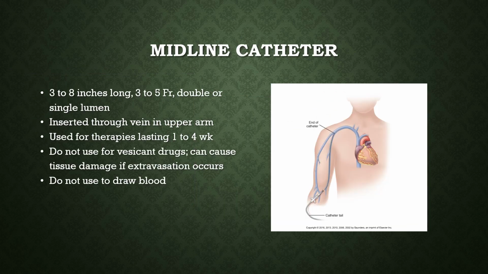Okay, the midline catheter is sort of like a PICC line, but a little less than. It's somewhere between a peripheral IV and a PICC line. It is inserted through a vein in the upper arm. It's inserted by IV therapy. IV therapy is trained to put in midlines and PICC lines.